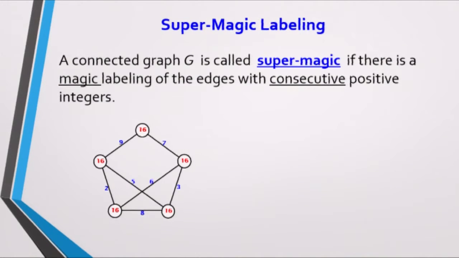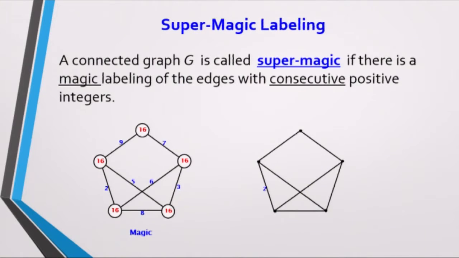Okay. However, same graph, let's label 2, 3, 4, 5, 6, 7, 8. So we have used the consecutive integers. 8 plus 6 is 14. 6, 5, 3, 14. 3, 4, 7, 14. So obtaining the same value at every vertex, but using the consecutive integers is called supermagic.